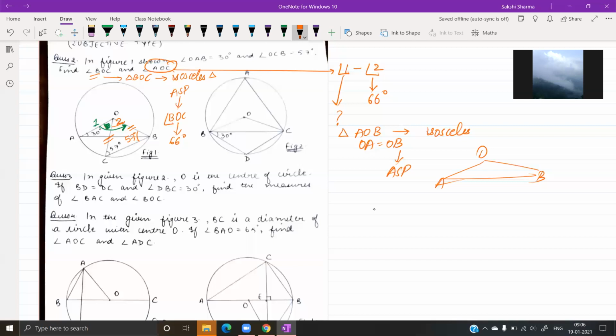The angle OAB is given as 30 degrees. OA and OB are equal, so the angles opposite to equal sides will be equal. You can find out this angle from here. 120 degrees. So angle 1 is 120 degrees. From here you can find out angle AOC. Angle AOC will be 120 minus 66 degrees, 54 degrees.